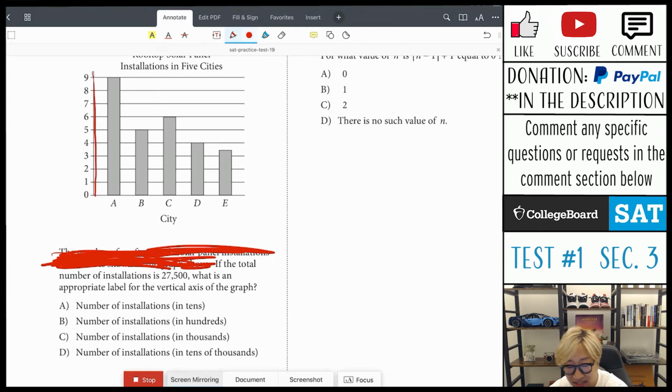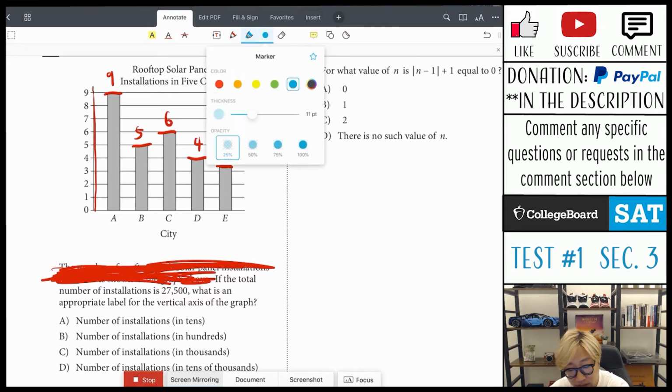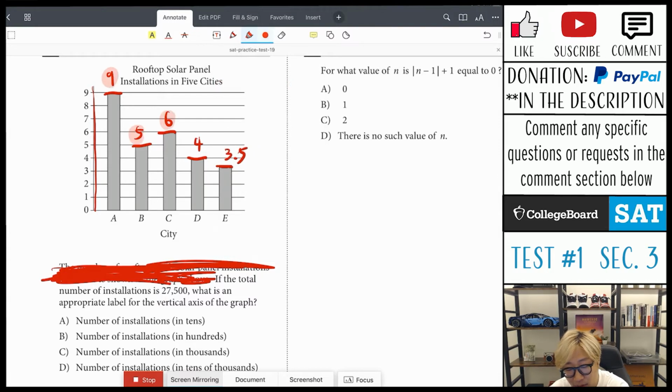If you just take a look, that is a 9, that's a 5, that's a 6, that's a 4, and that seems like 3.5. If I add them all, guess what the number is going to be? Without even touching my calculator, I know it's going to be 27.5. You know how I know? Because that kind of looks like it. I feel like they just did that on purpose. Believe me, when you do it in a calculator, you will get 27.5.